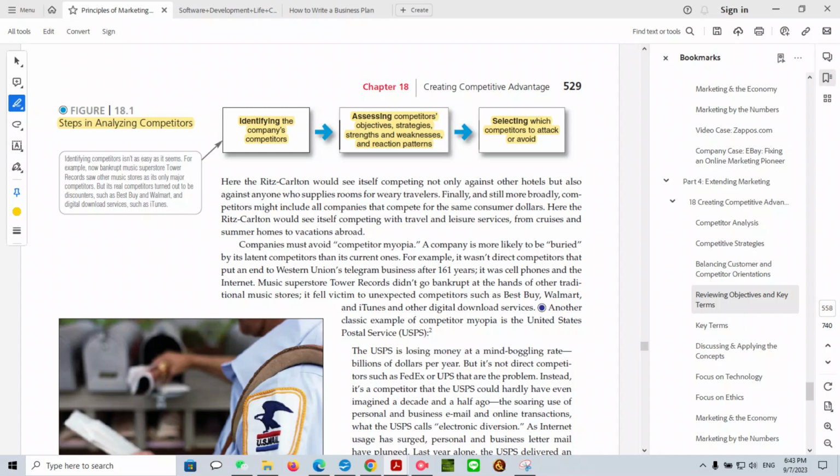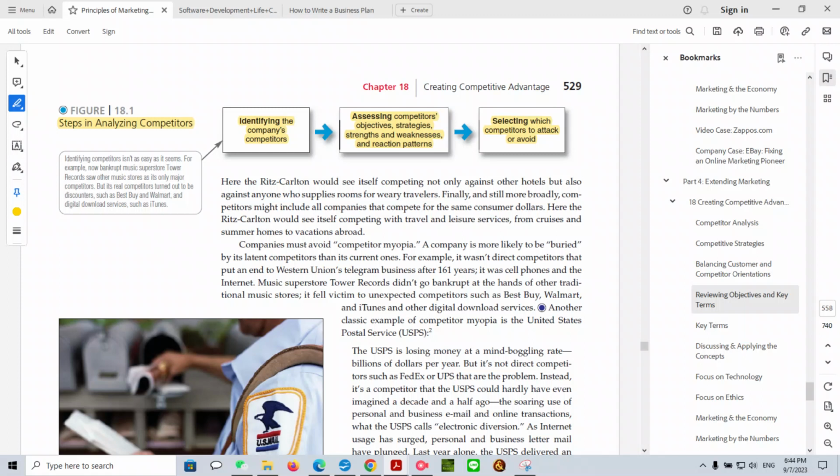These are not competitors. You see, even among the hotels or transportation, even among the transportation, the travel segments, you have cruises and airlines. Those are different segments.